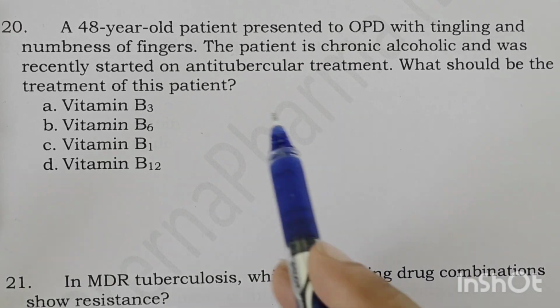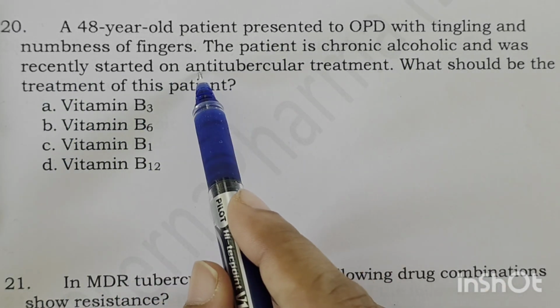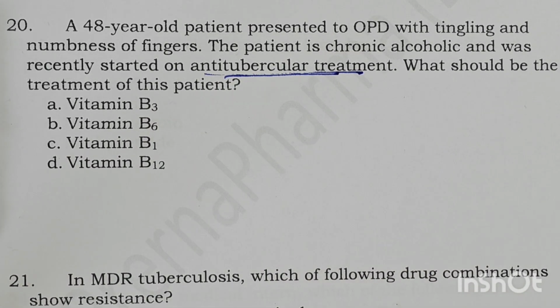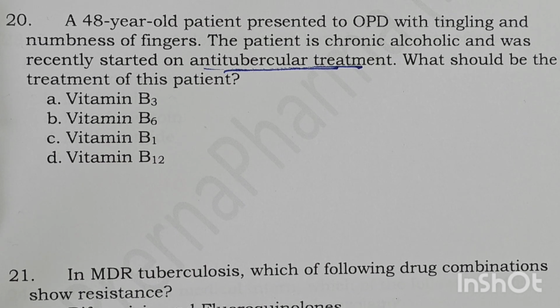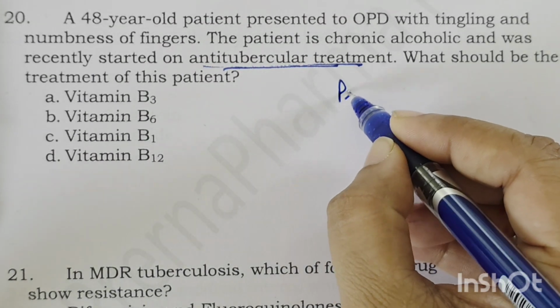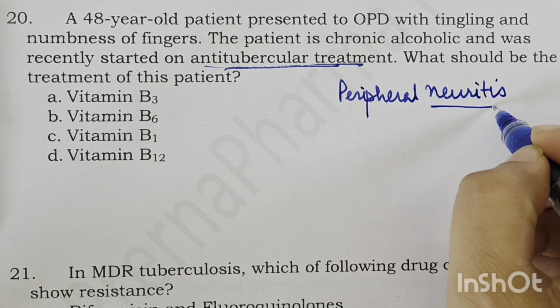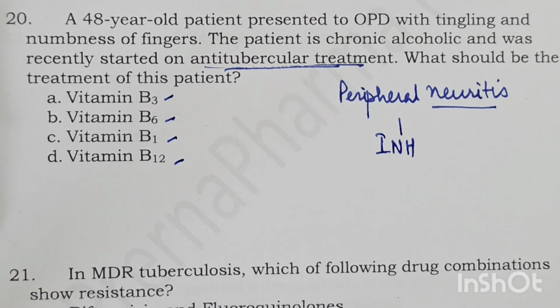Next. A 48-year-old patient presented to OPD with tingling and numbness of fingers. The patient is a chronic alcoholic and recently started on ATT. Okay, so what should be the treatment? Now patient has started with ATT, that is antitubercular drugs, and has developed tingling and numbness. So this is a sign of neurological manifestation, and that is peripheral neuropathy or neuritis. So this is usually the toxic effect of INH. The options given here are B3, B6, B1, B12.